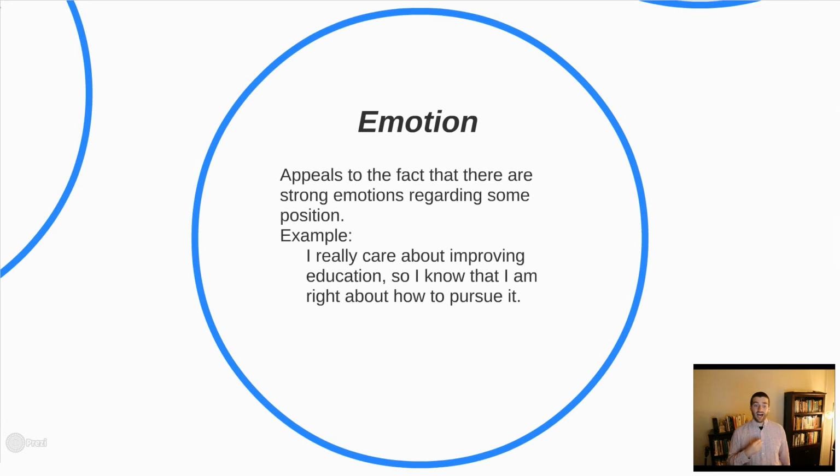For instance, I really do care about improving education. But if I were to infer from this that I know how to pursue it best, how to best improve our education more than anybody else because I care so deeply, well, that would just be wrong. Or that even someone who doesn't care at all might know more than me, right? That's the case. They could. They really could, even if they don't care.